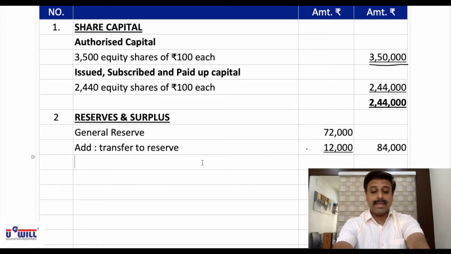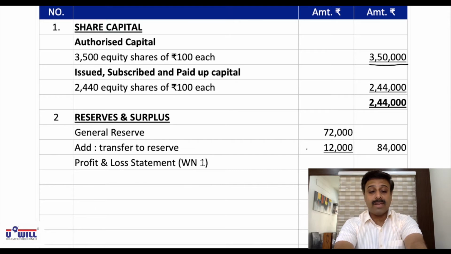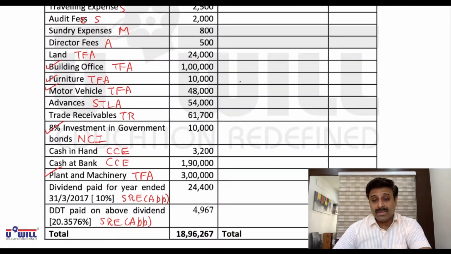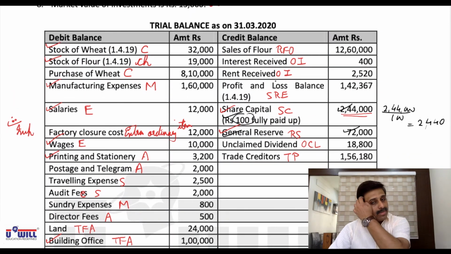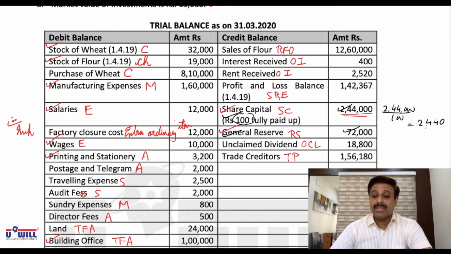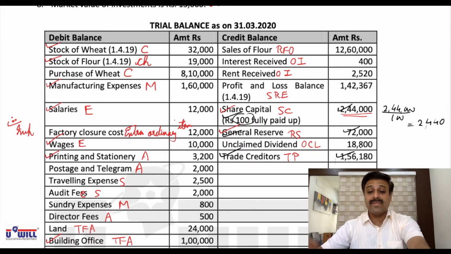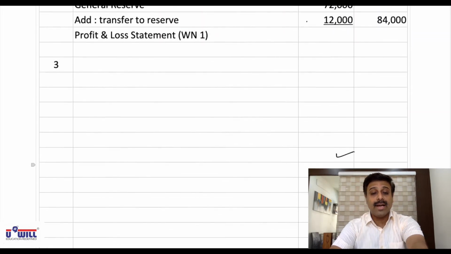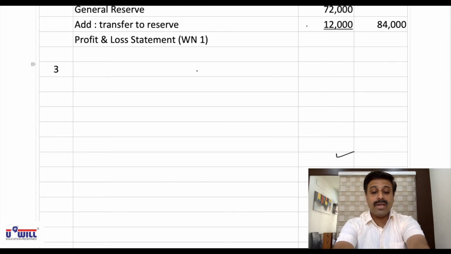Now, other than that, we also write profit and loss statement, which we get from statement of retained earnings, working note 1. So amount we keep it pending. Then after reserves and surplus, we will have long-term borrowings. We don't have. No item is marked as long-term borrowings. No item is there as other non-current liabilities. No item is there as long-term provisions. Short-term borrowings also we don't have. Directly trade payables. Trade creditors of 156,180. Okay, directly third note will be trade payables.